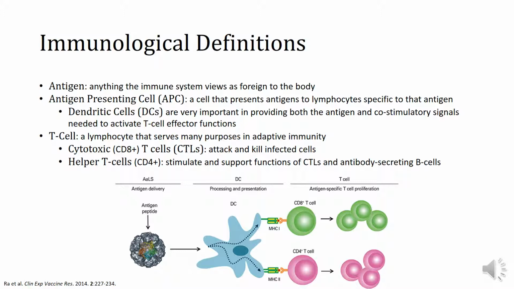You can have cytotoxic T-cells that attack and kill infected cells. You can have helper T-cells that stimulate and support function of the cytotoxic T-cells and also support functions of antibody-secreting B cells. Both of these cells are seen in the figure below, where an antigen is presented to a DC and processed and then presented on the major histocompatibility complexes to CD8 cytotoxic T cells and CD4 helper T cells.